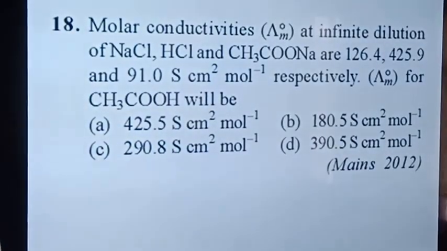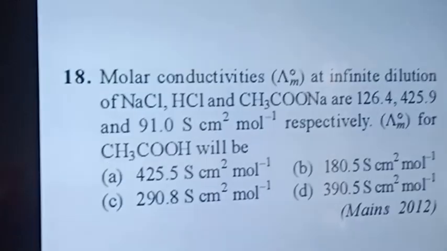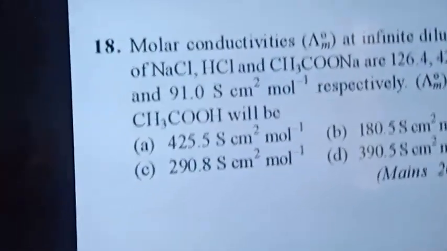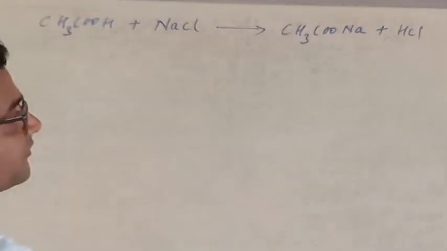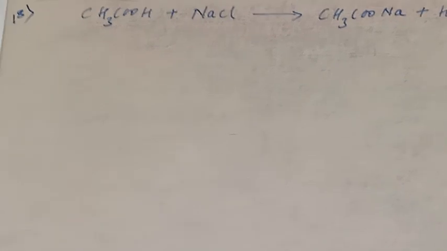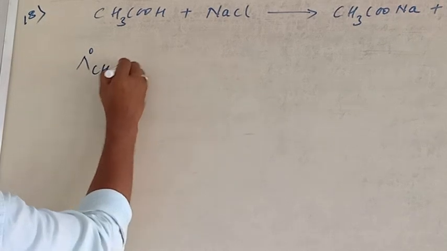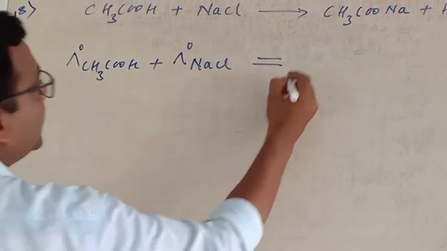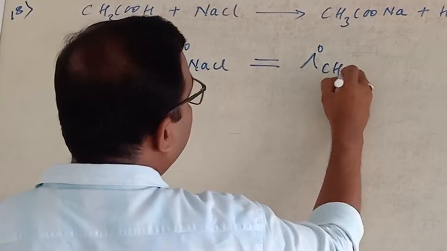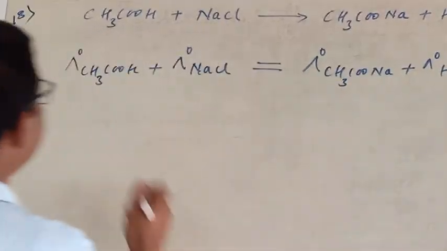Lambda naught M for acetic acid, we need to find out. As we already discussed in the previous questions, how to write the equation for this. The equation is something like this: acetic acid reacts with sodium chloride to form sodium acetate and HCl. To this, let's apply the Kohlrausch law. Lambda naught of acetic acid plus lambda naught of NaCl equals lambda naught of sodium acetate plus lambda naught of HCl. We need to find out for this.